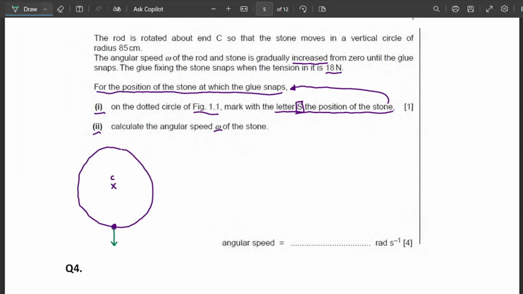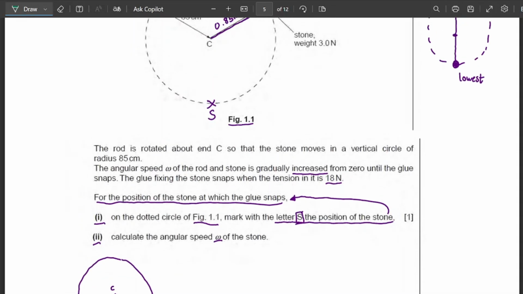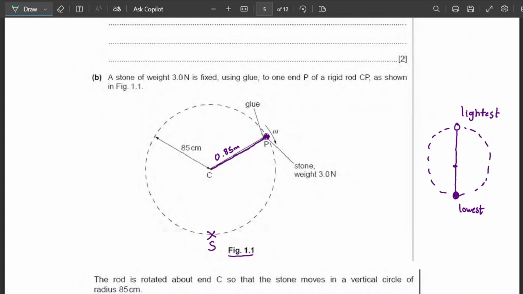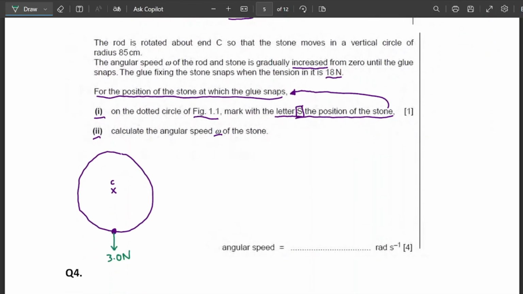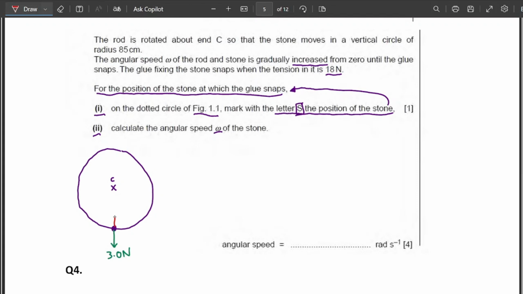So this stone, or this mass, is going to have a weight that is given to us as 3 newtons, as you can see up over here. This was given to us in the first sentence as 3.0 newtons. Okay, then it has another force. It was the strength of the glue, or the tension in the glue when it snaps, and that tension is 18 newtons. That's acting upwards. So that's what's happening with this stone so far, right? Nothing too fancy. Two forces are acting on it. That's all that we got over here.